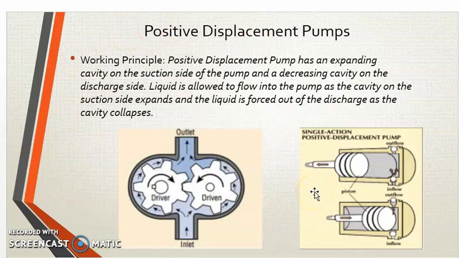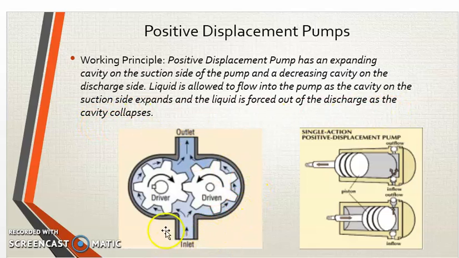Now we are going ahead to see positive displacement pumps. Here is the working principle, how the positive displacement pumps work. A positive displacement pump has an expanding cavity on the suction side of the pump and a decreasing cavity on the discharge side. Liquid is allowed to flow into the pump as the cavity on the suction side expands, and the liquid is forced out as the cavity collapses.